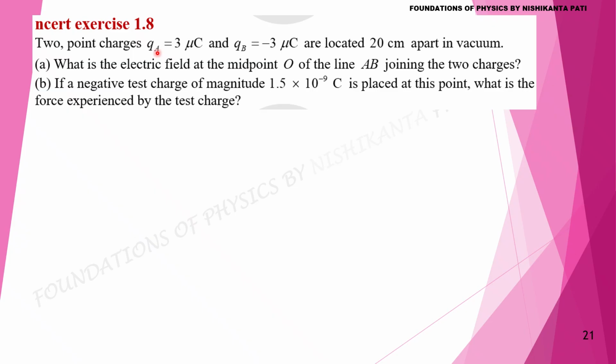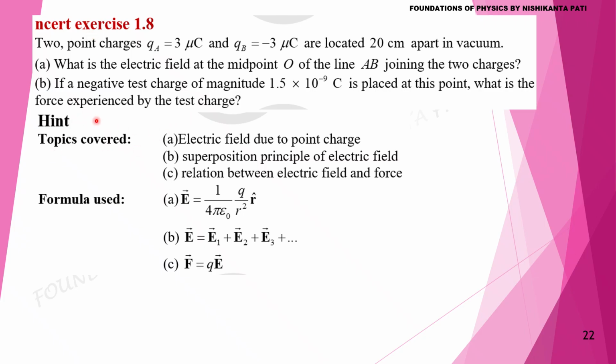Two point charges QA and QB are located 20 cm apart in vacuum. Find the electric field at the midpoint O of the line AB joining the two charges. If a negative test charge of this magnitude is placed at this point, what is the force experienced by the test charge?